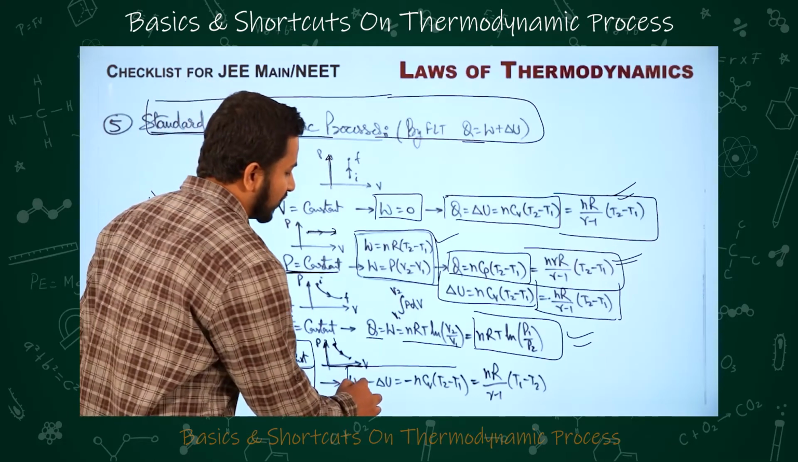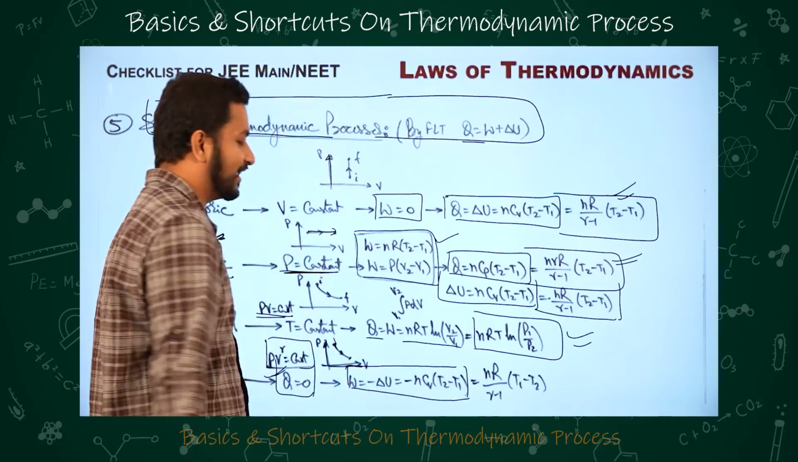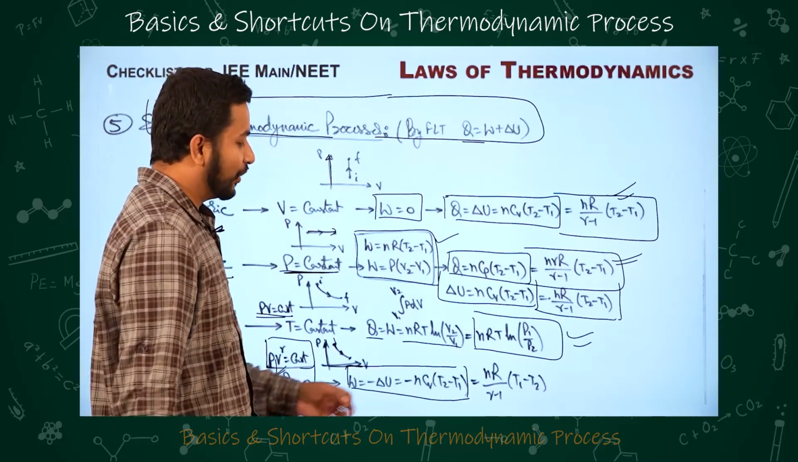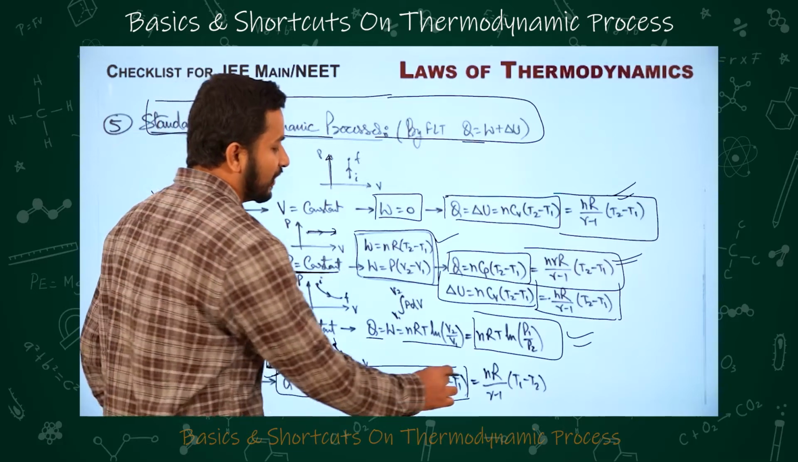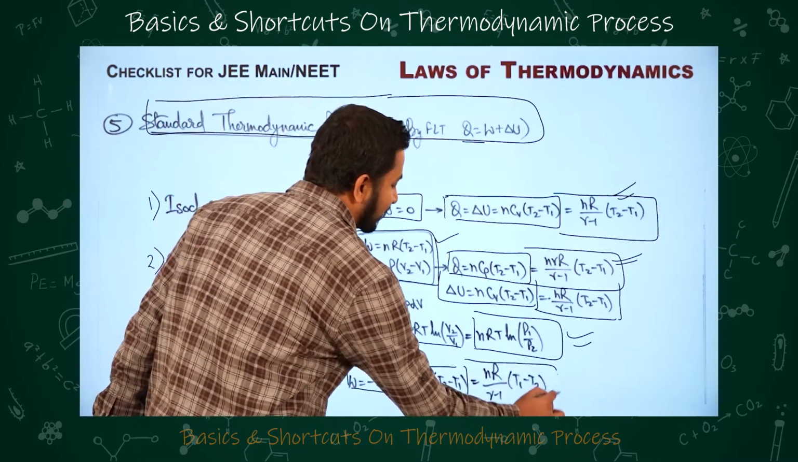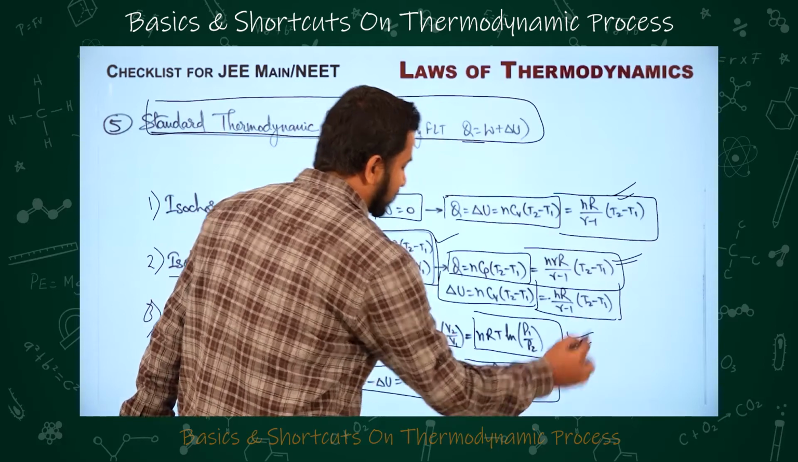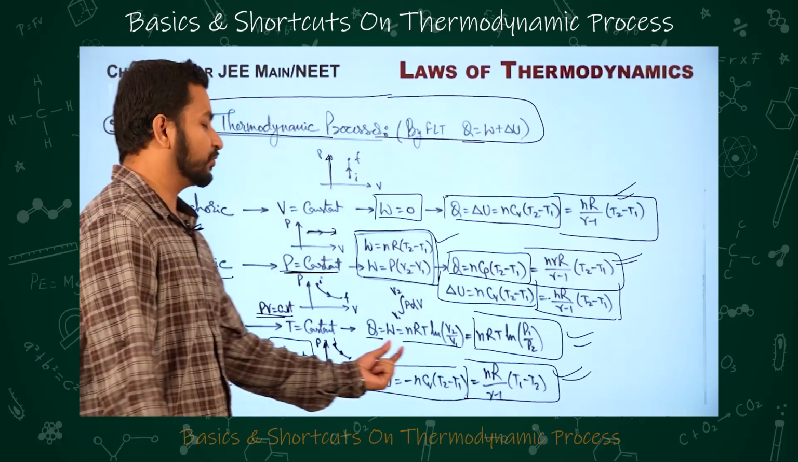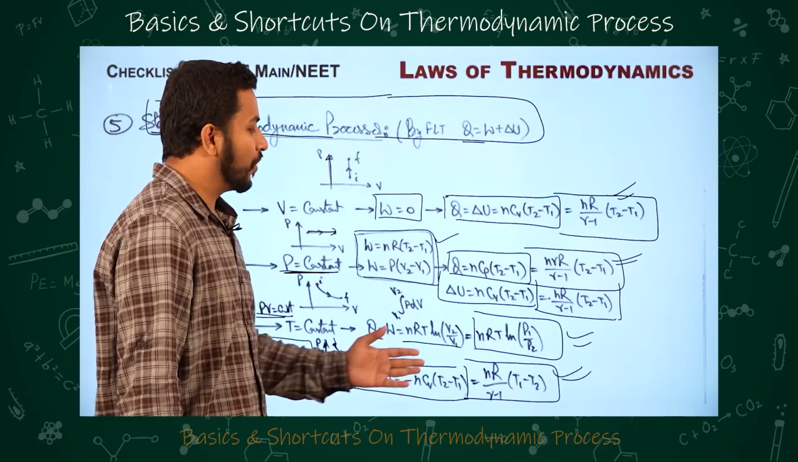And if you see here, it will be minus n Cv delta T. I hope you understand here. So Cv again we have written as R by gamma minus 1, and this becomes one of the standard results for the adiabatic process, which will help you solve many questions on this topic.